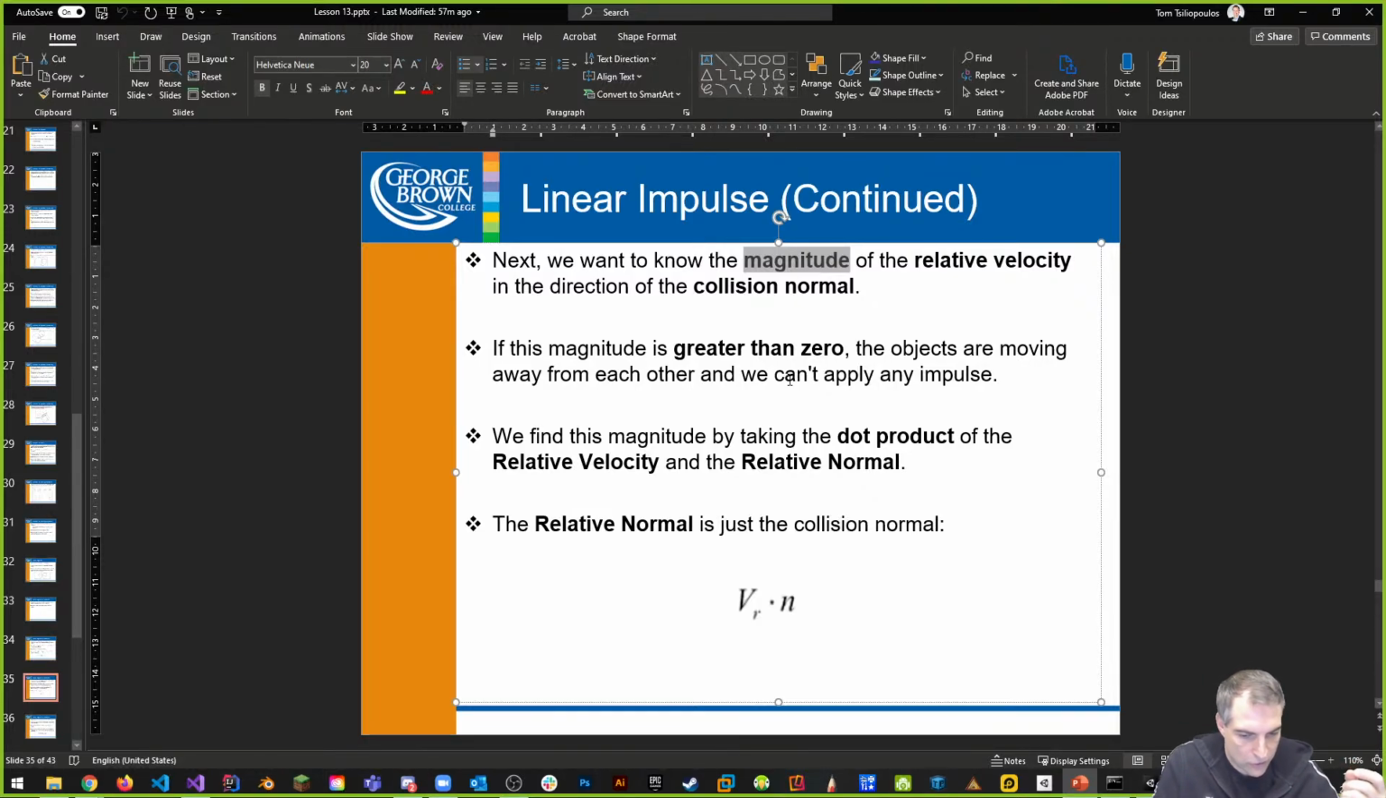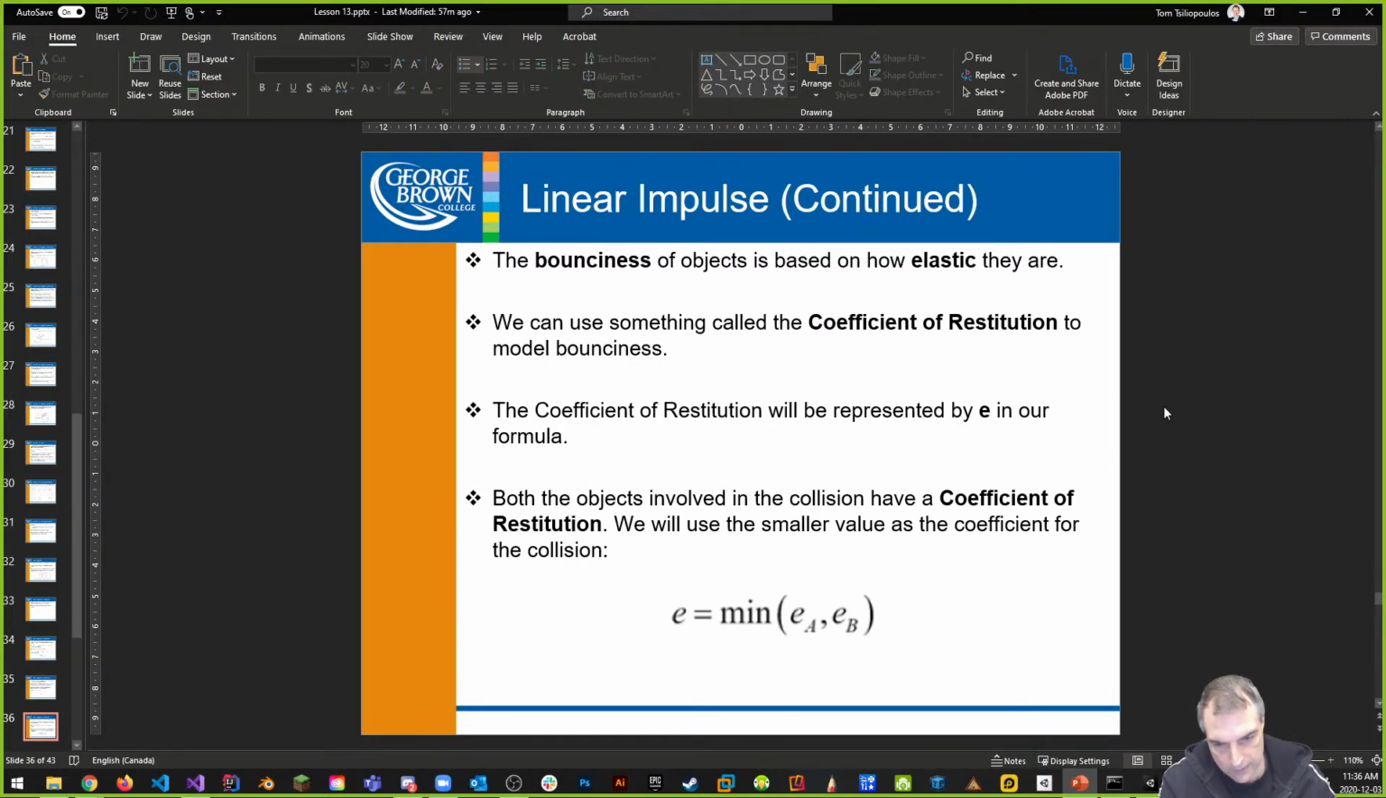Once we have that collision normal, we use a dot product with the relative velocity, and now we have something called the magnitude of the relative velocity. And once we have the magnitude, we can do other things with it. Again, these are all little steps to help you calculate collision response more accurately.